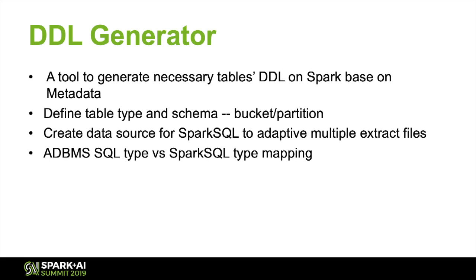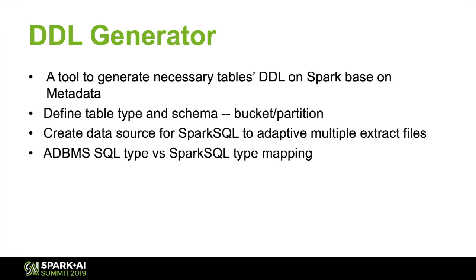DDL generator. There are three main goals in DDL generator. The first one is to map ADBMS tables to Spark tables. It's usually not a simple one-to-one mapping. As we said before, table X in ADBMS would be mapped to table X and table X merge in Spark. The second goal is to map ADBMS data types to Spark types according to best practices, like mapping decimal type integer to the pure integer or long in Spark.